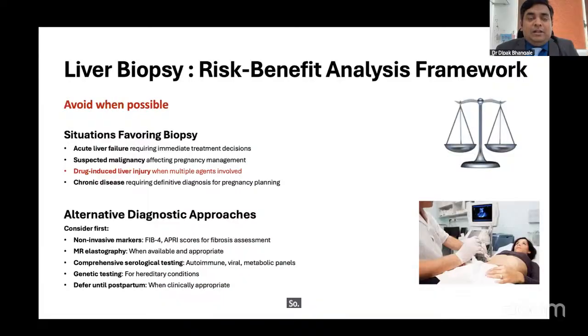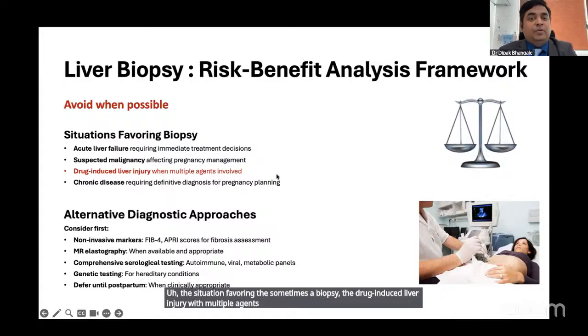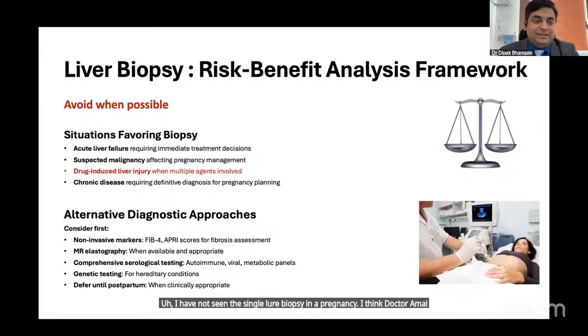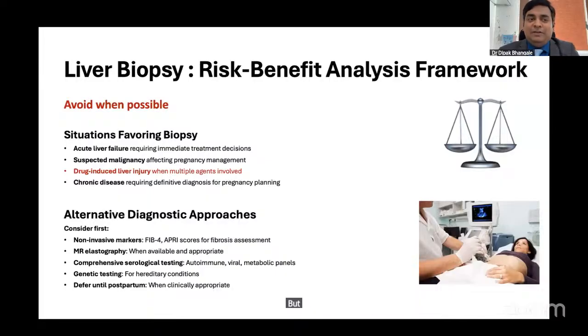With all the information in our hand, whether we have to do a liver biopsy or not, we have to see the risk and benefit. Sometimes the situation favors it, for example a drug-induced liver injury with multiple agents involved, where we need to prove which drug is involved and stop that. So in rare situations it is used in our field. I have not seen a single liver biopsy in pregnancy. I think Dr. Amay might have experience in that, but we usually avoid liver biopsy in pregnancy.